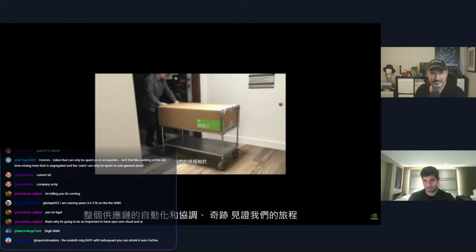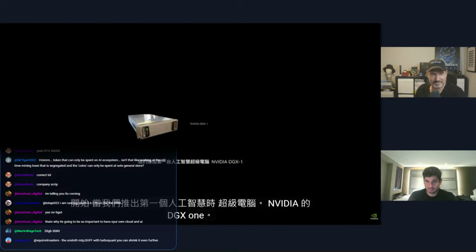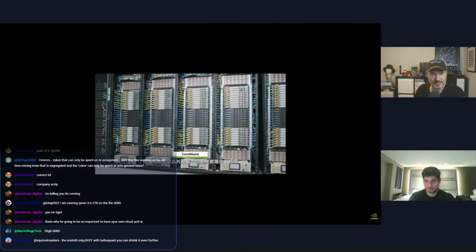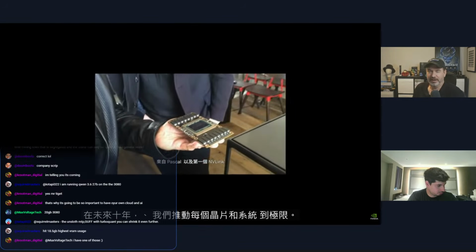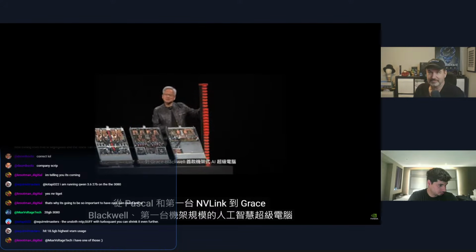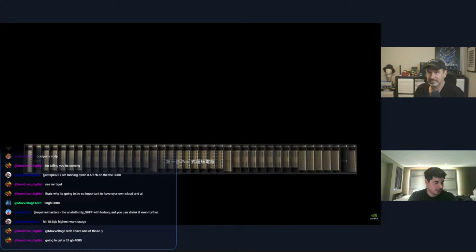Our journey started when we launched the first AI supercomputer, Nvidia DGX-1. Over the next decade, we pushed every chip and system to the limit, from Pascal and the first NVLink to Grace Blackwell, the first rack-scale AI supercomputer. And now, Vera Rubin, the first multi-rack pod-scale supercomputer built for the agentic age.